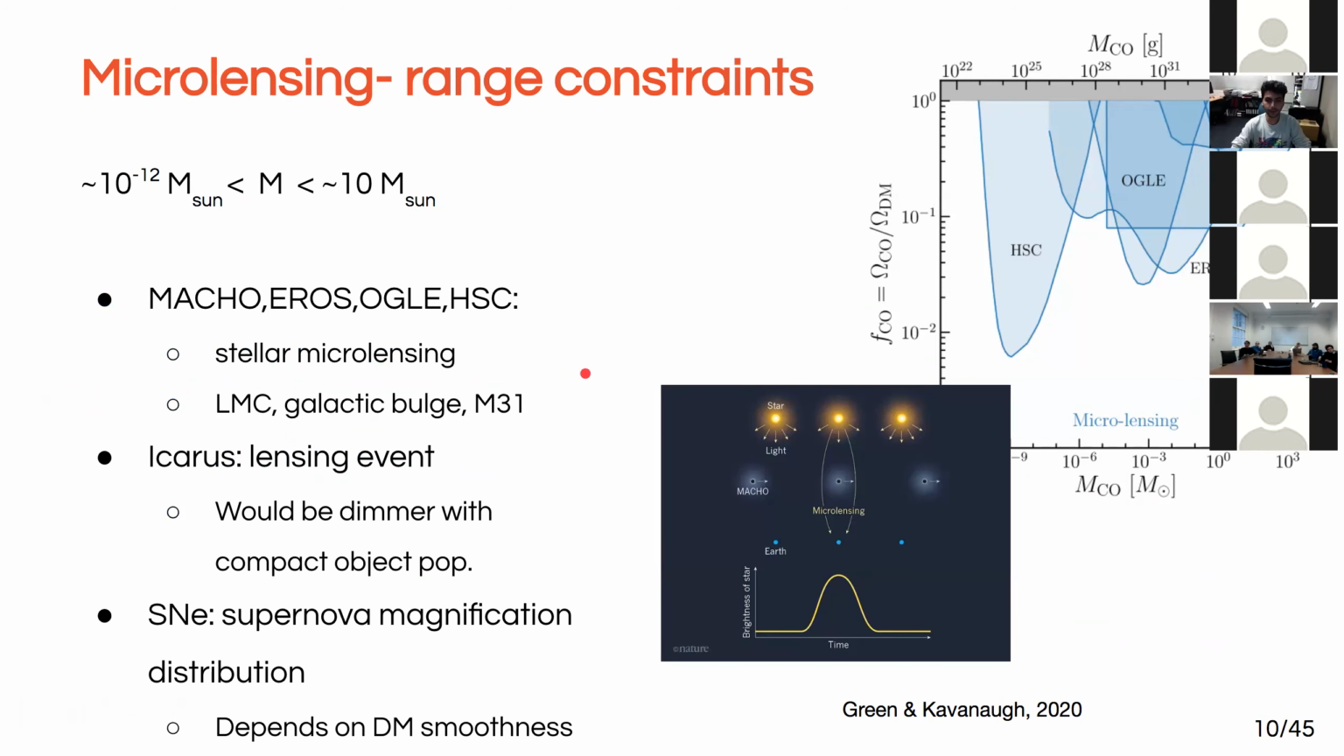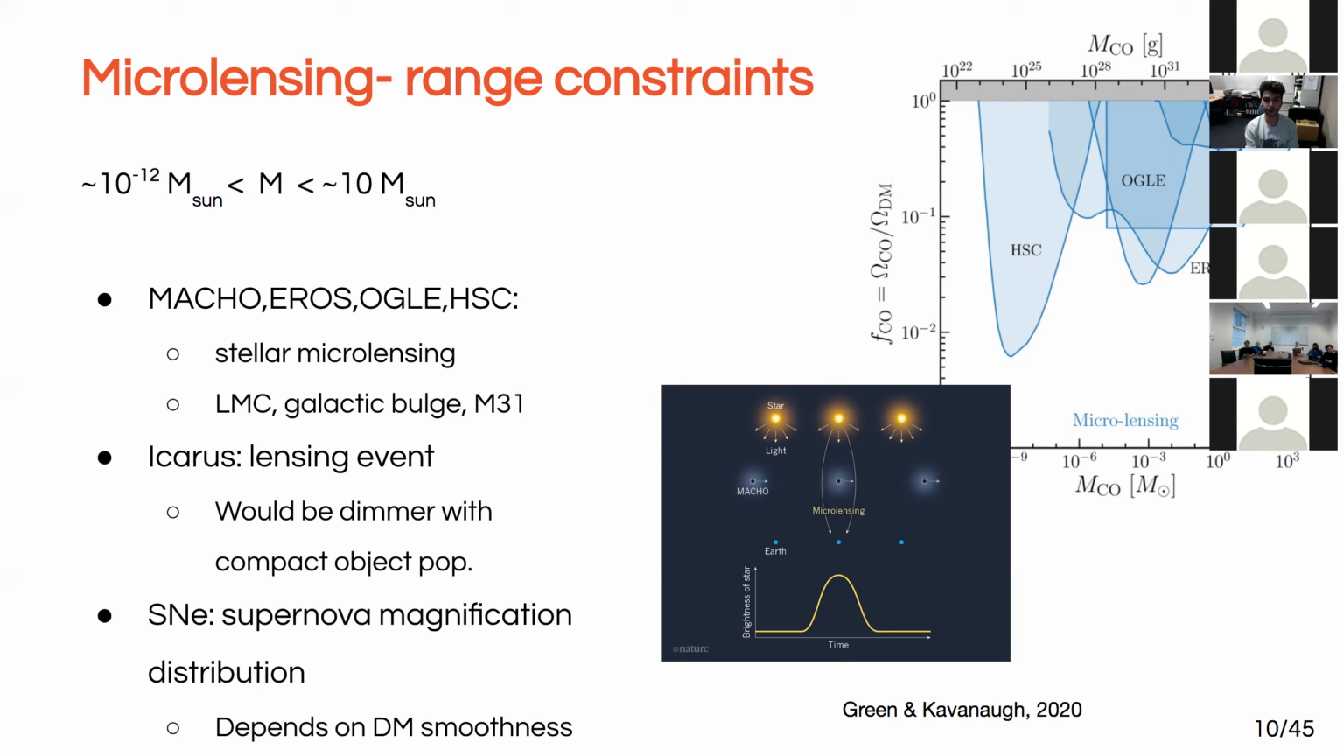So moving down the mass scale, we have this sort of vaguely microlensing range. There's a number of observations here, and the general principle is that if a primordial black hole moves in between us and a star, so maybe in the Large Magellanic Cloud or in the galactic bulge in Andromeda, then we'll see the star sort of increase in brightness a little bit. And we can set limits from the non-observation of these microlensing events.